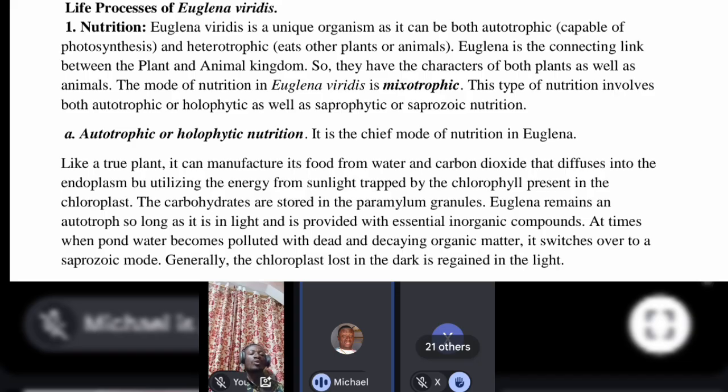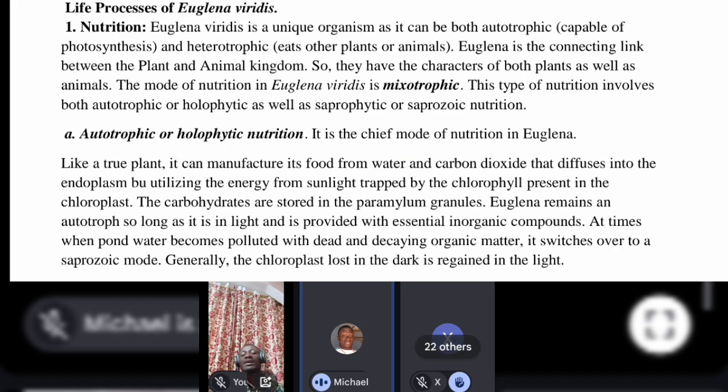So at times, when the pond becomes polluted with dead and decaying organic matter, it will switch over to a saprozoic mode. That is by feeding as a saprophyte, decay feeder, feeding on decaying organic matter as bacteria will do. So generally, the chloroplast lost in the dark is regained in the light. So once it gets light, it now gets hold of its photosynthesis by getting enough chloroplast and chlorophyll in its system. So it can also feed saprophytically or as a saprozoic. So saprophytic or saprozoic nutrition.